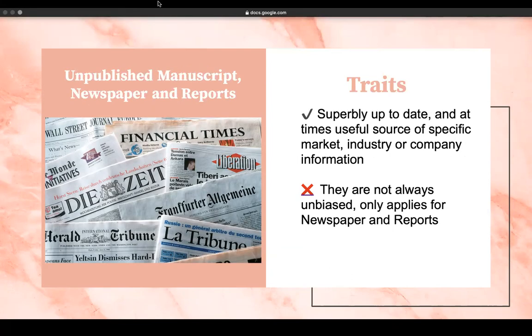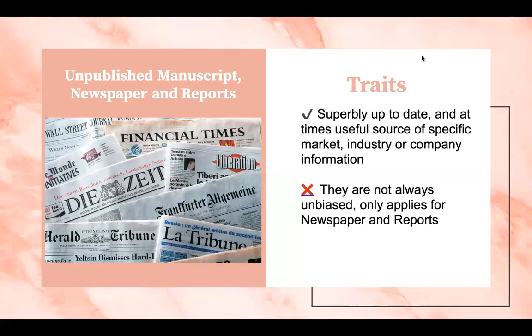Unpublished manuscripts, newspapers, and reports are super up to date, and at times they can provide a useful source of specific market, industry, or company information. However, they are not always unbiased, and this only applies to newspapers and reports, since the writer can also put in their views and opinions on specific topics.